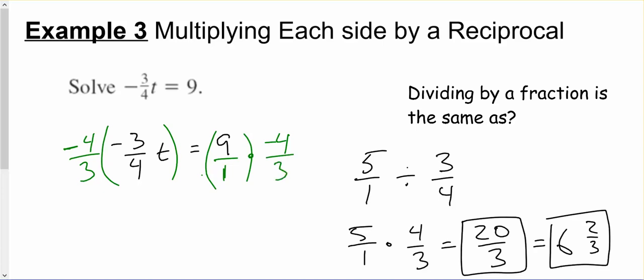So on my left side, two negatives, I know we're going to make a positive. My 4 simplify to 1, my 3 simplify to 1, and we're left with t. That's the whole idea. On my right side, I can simplify here first too. How many times does 3 go into 9? 3 goes into 9 3 times. 3 goes into 3 once. 3 times negative 4 is negative 12. It's negative 12 over 1, which is negative 12. Okay.